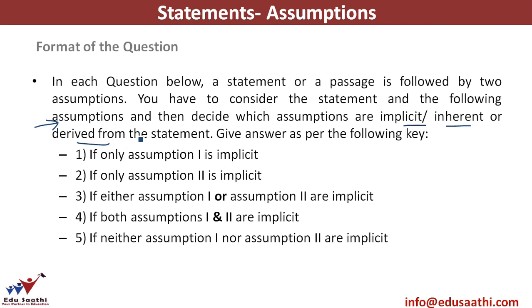You could be given one or more options, but all this means you have to find the assumptions. You have to mark options as only assumption 1 is implicit, or only assumption 2 is implicit. If either of these two could be implicit, we'll do a few questions on this, either-or. Very rarely this option is used. There are not more than 2 or 3 exams which use this option. Most common ones are 1, 2, 4 and 5. 4 says both assumption 1 and assumption 2 are implicit. 5 says neither of the two is implicit. So 1, 2, 4, 5 are the most commonly used options. Third is a rarely used option.